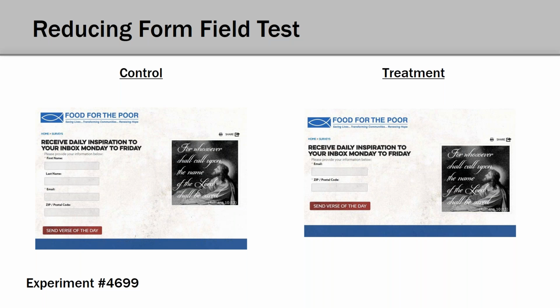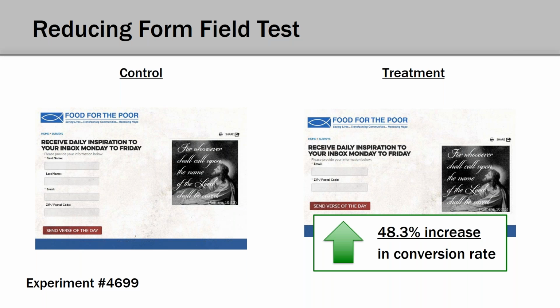The treatment on the right, they removed the first name, last name fields, and in their tests, they received a 48% increase by removing the name fields. Now the downside of that means that they can't personalize their emails with the person's first and last name. But on the positive side, they were able to experience a 48% increase in conversion.